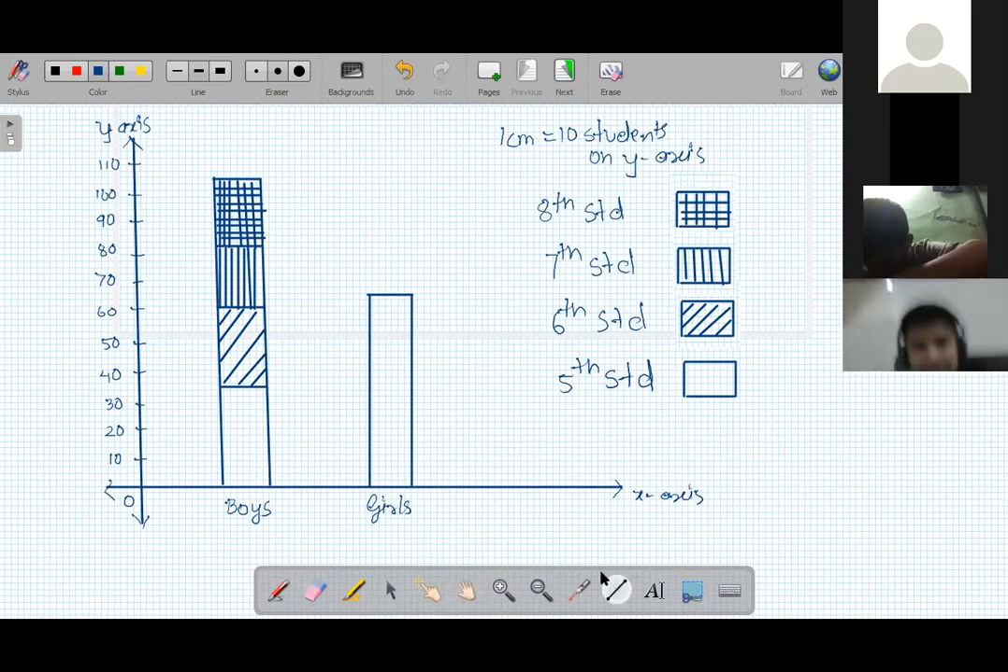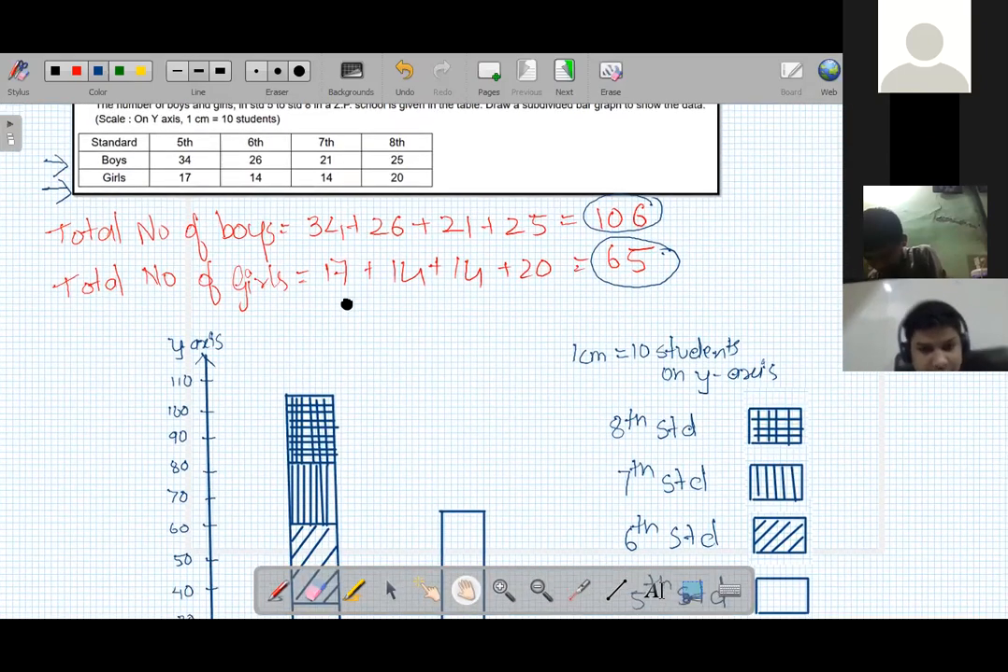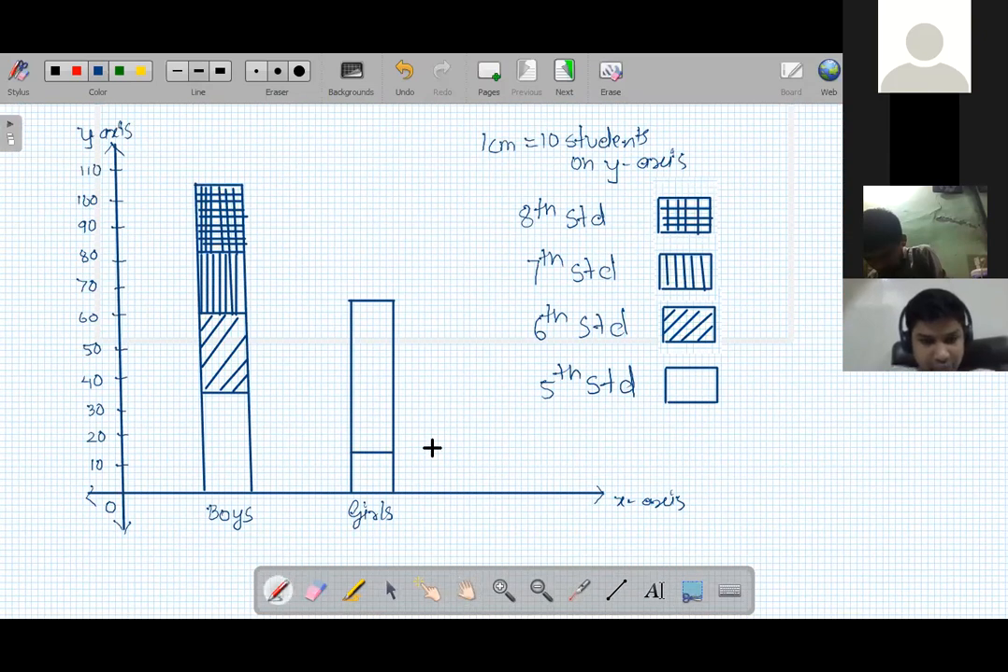So 17 will be somewhere here in the middle. If this is 20, below 20, somewhere here, 17. So this is for the 5th standard, 17. Second, in the 6th standard, number of girls is how much? 14. So what you'll have to do, 17 plus 14, to add, 31. So this becomes 31. So now you mark up to 31. Here it is 30, so 31 will be somewhere here.